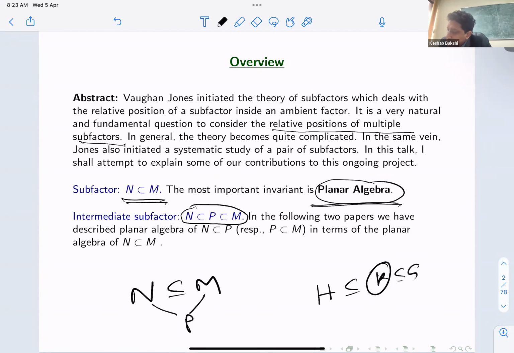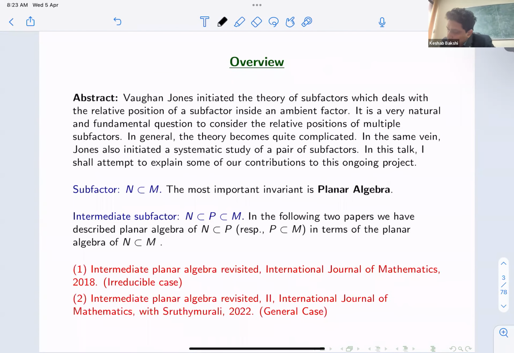Following Landau and Bina Bhattacharya's work, I have done an alternative approach where we have found the planar algebra of N subset P in terms of the planar algebra of N subset M. Probably in our approach, you can find a lot of detailed versions of the proof. So basically what I'm saying is the invariant of N subset P in terms of N subset M, that we have done. This is in the IJM paper in the irreducible case, and we have done the non-irreducible case.